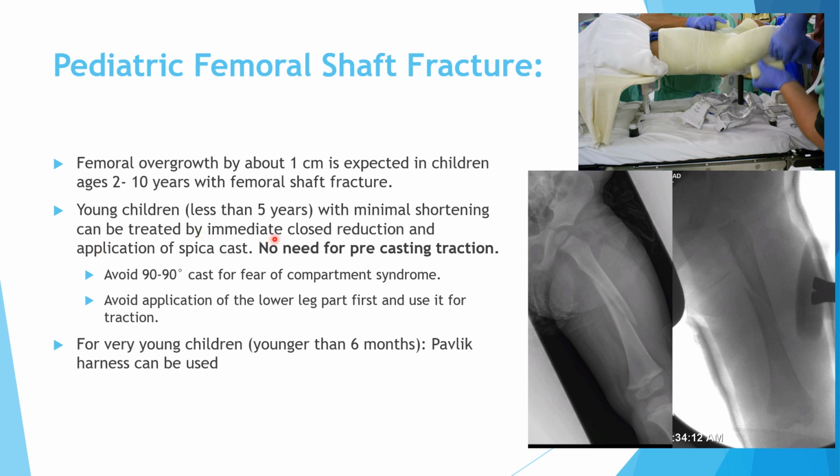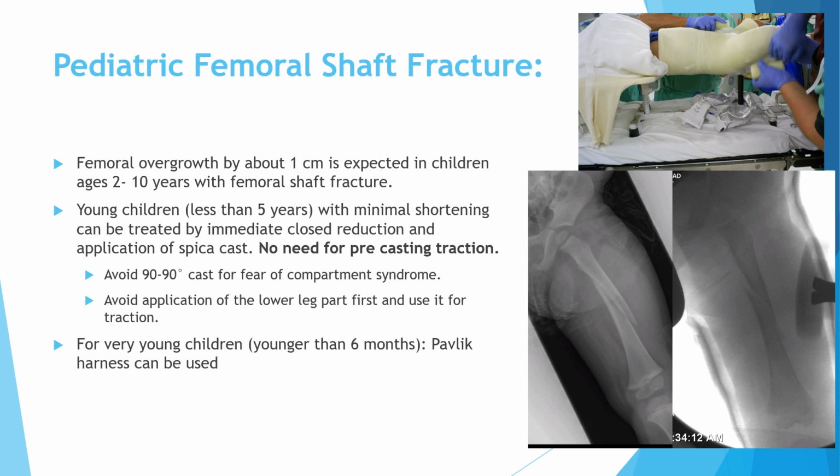What does immediate mean? It means that you do not need to do pre-casting traction. Pre-casting traction was a common technique about 20 years ago, in which kids were admitted, traction was applied for a few days, and then after that the spica cast was applied. Currently we don't do this for children less than 5 years. We can just go for immediate closed reduction and application of a spica cast.